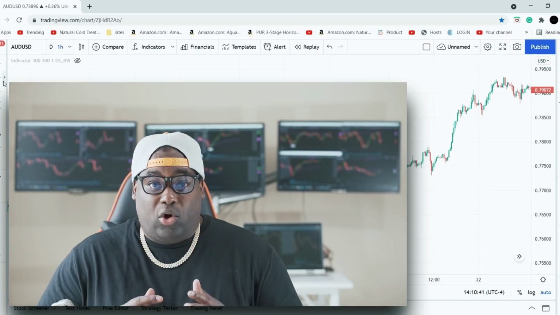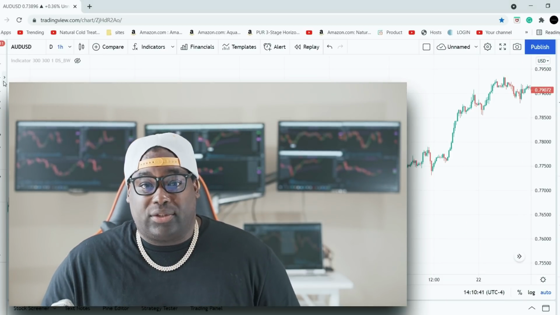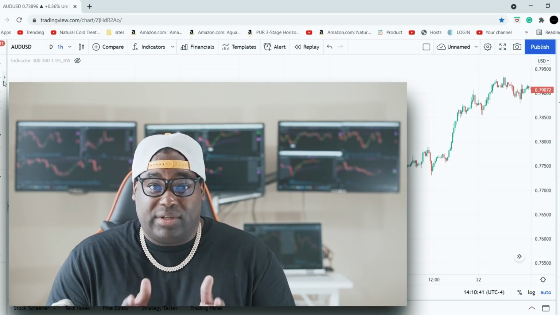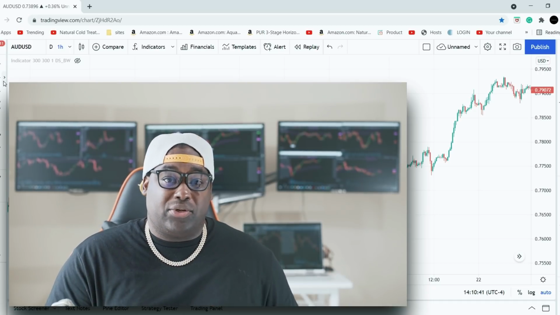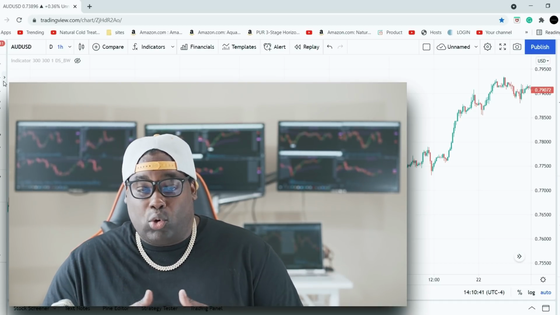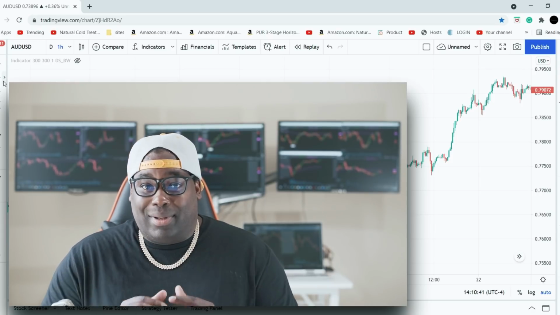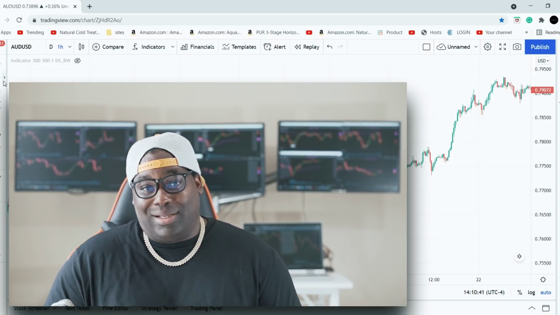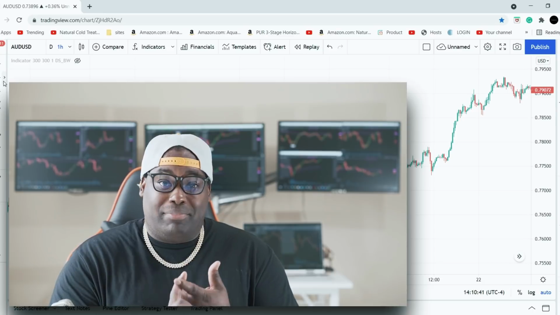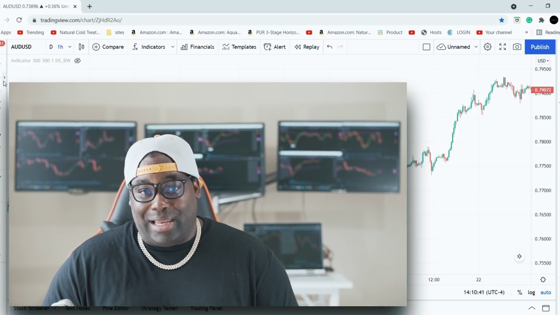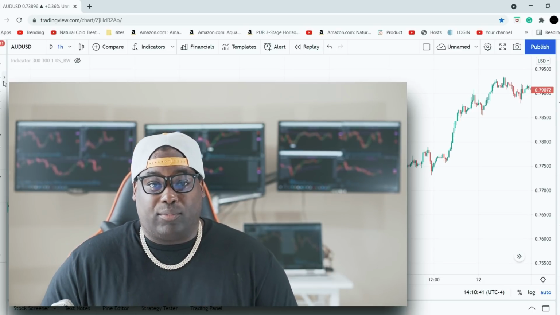So let's go. Okay, so why do I like to use supply and demand? It's very simple. We have big players in the market, okay? Some people call them smart money. Some people call them other things. But we're going to call them smart money today, okay? Big players. These guys have a lot of money. We're talking about millions and billions of dollars. And they can actually move the market, okay?